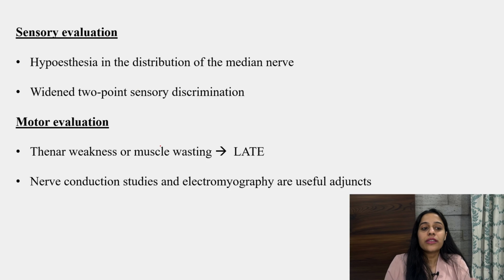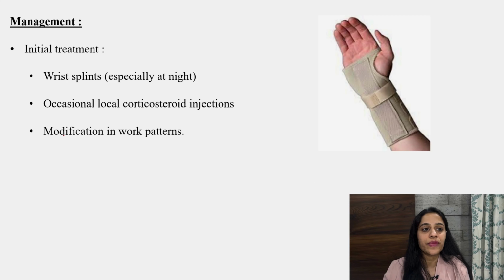In sensory evaluation, there is hypoesthesia, pain, paresthesia, numbness, and widened two-point sensory discrimination. Motor evaluation, as I told you, is a late feature. Initially, the patient will only complain of sensory disturbances. If not treated, it will lead to thenar weakness or muscle wasting. Finally, the most important test by which you can prove that it is carpal tunnel is nerve conduction studies and electromyography, which will finally tell us that this is carpal tunnel syndrome.